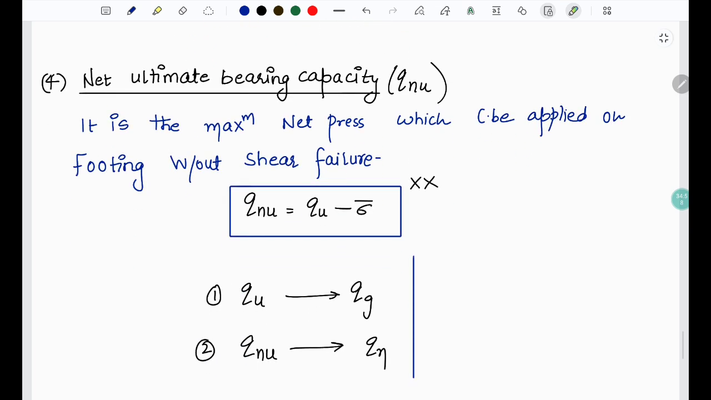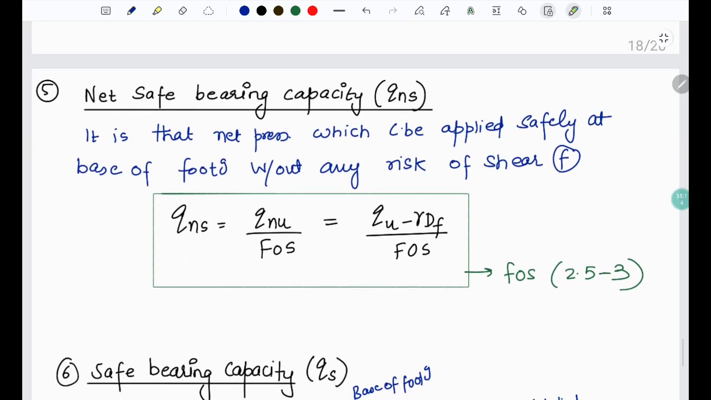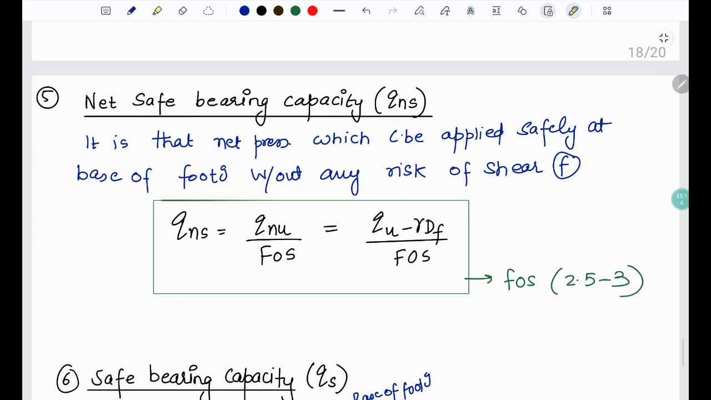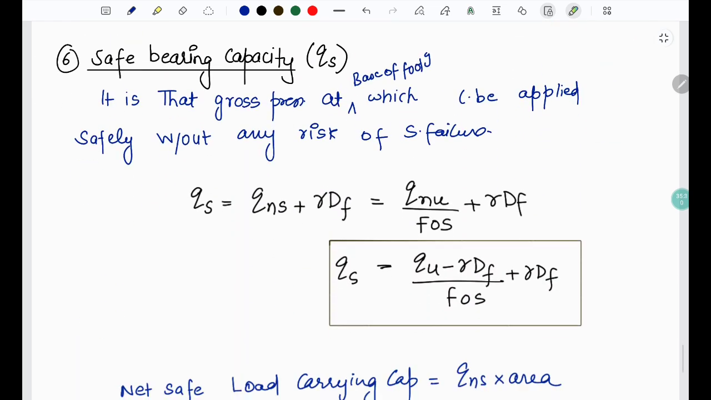Then comes net ultimate bearing capacity. Just as we had gross pressure intensity minus gamma D_f equals q, the net pressure intensity, similarly, net ultimate pressure intensity is nothing but ultimate minus gamma D_f. Then there is net safe bearing capacity, which says it is the net pressure which can be applied safely at the base of the footing without any risk of shear failure. It is given by net ultimate bearing capacity divided by the factor of safety, and the factor of safety is usually taken as 2.5 to 3.